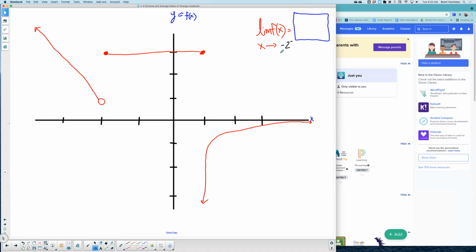All right, so this one gave you a little bit of time to look at it. 5, 4, 3, 2, 1.